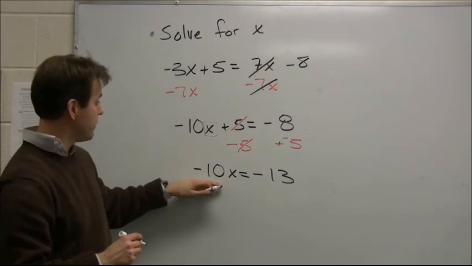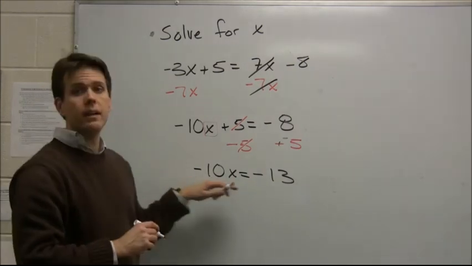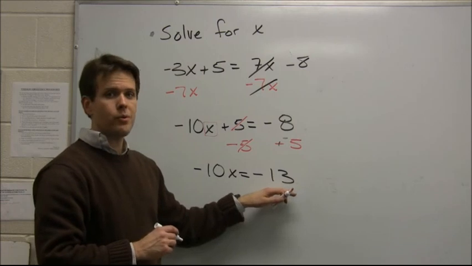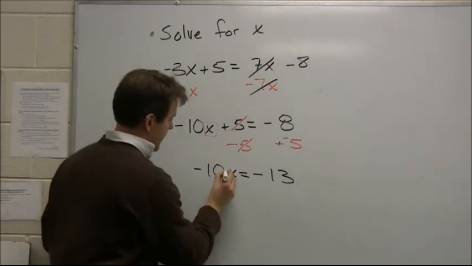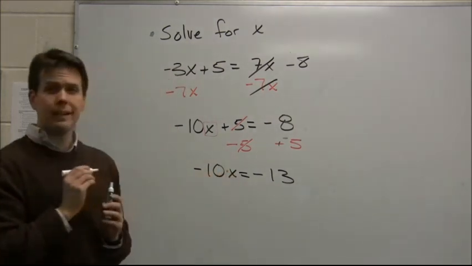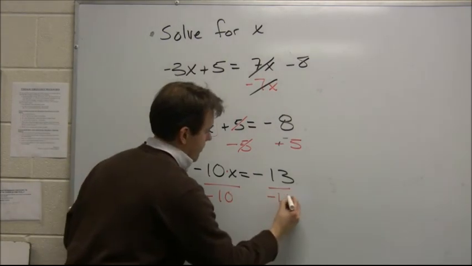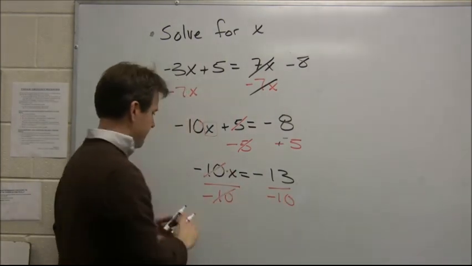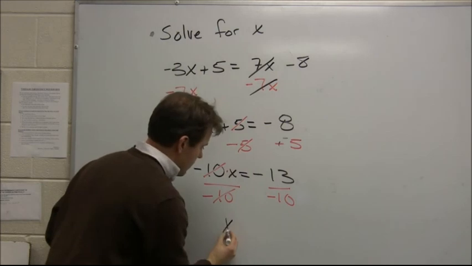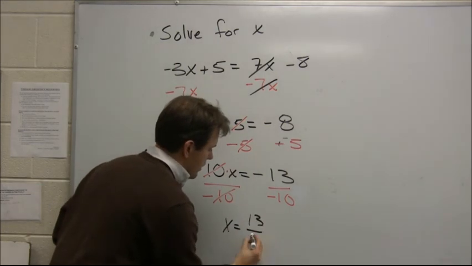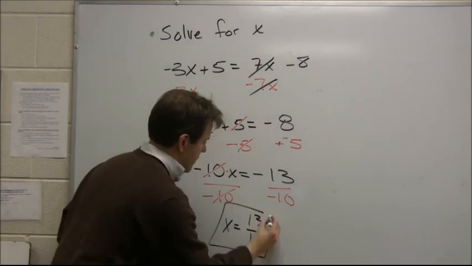I've got to get rid of that negative 10. So I need to add 10 to both sides, right? No, right? It's connected from multiplication. So I'm going to divide both sides by the negative 10. So x equals 13 tenths.